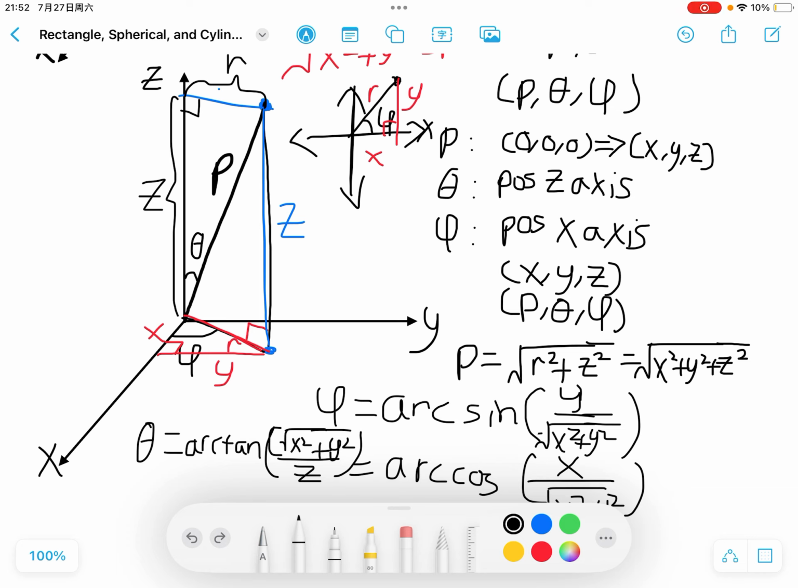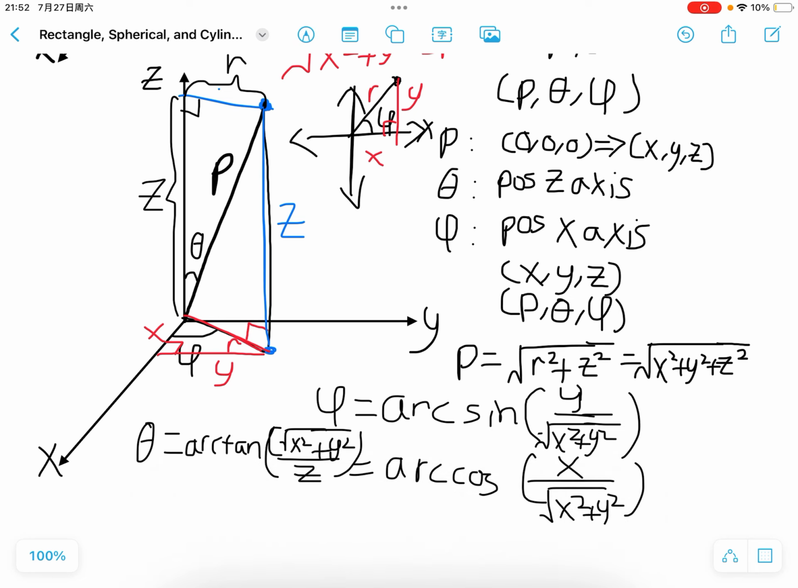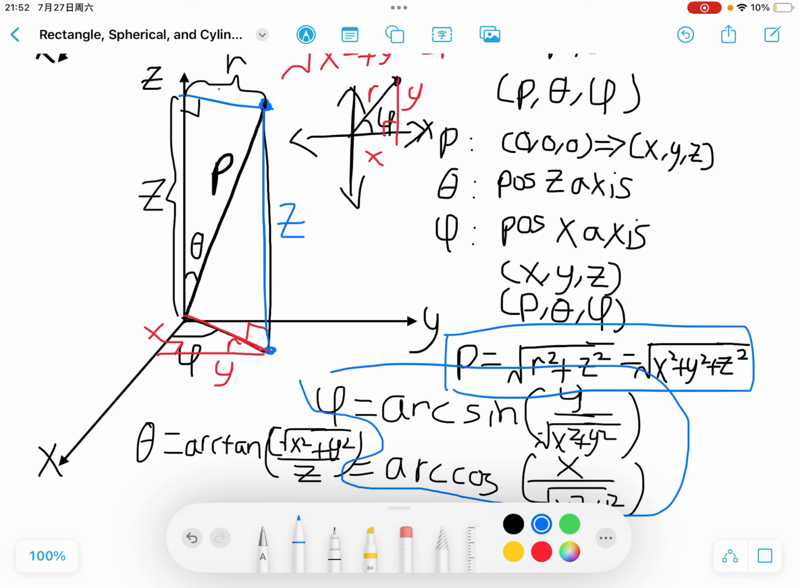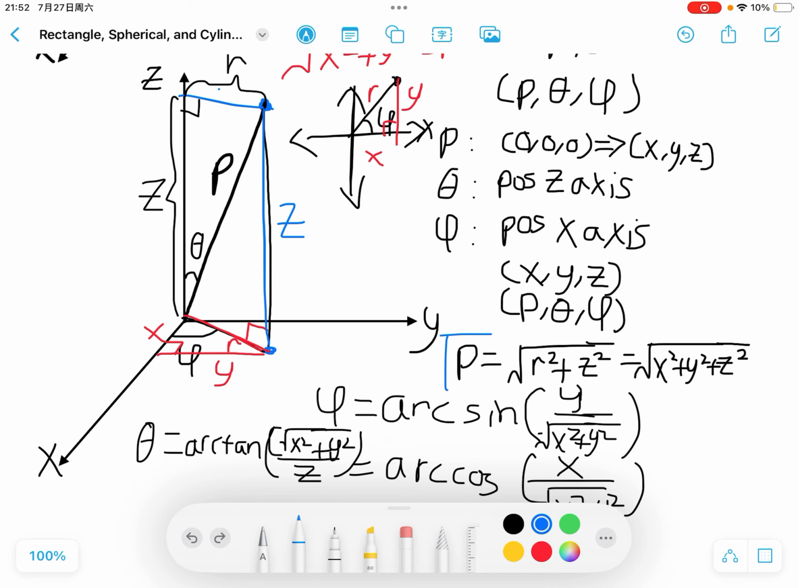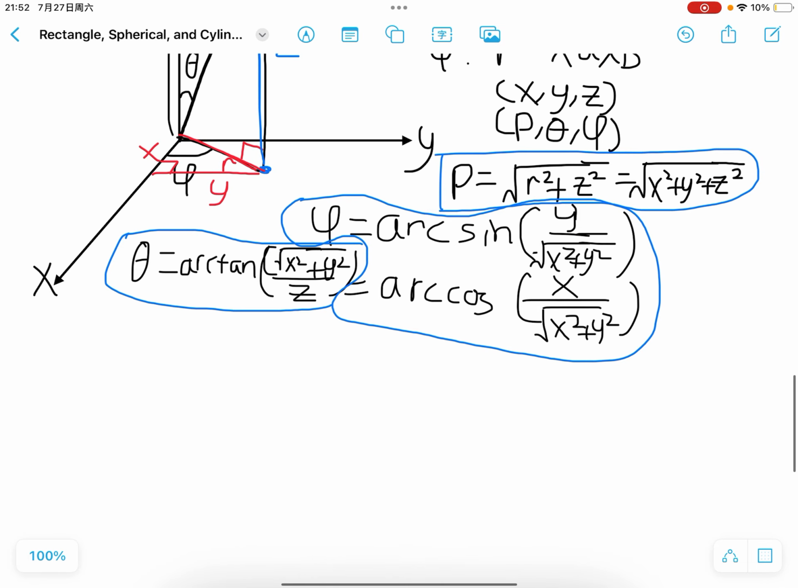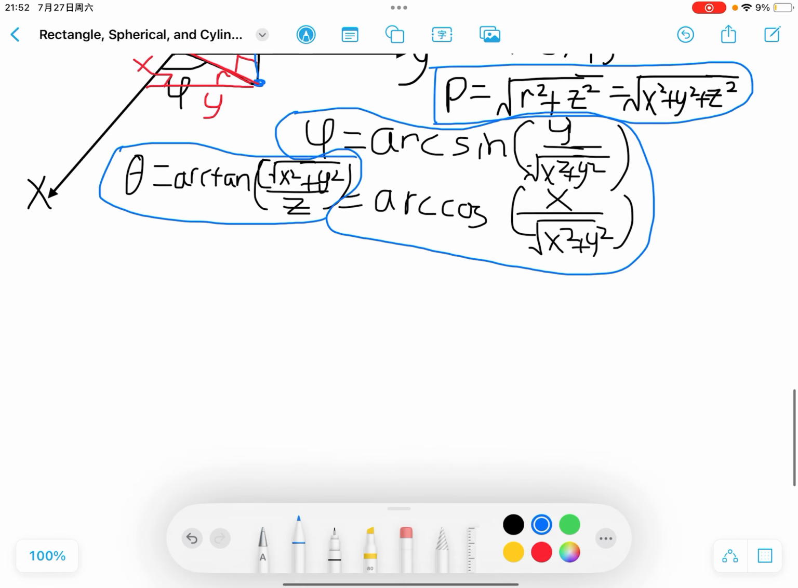So that's our three formulas, and the reason theta is arctangent root x squared plus y squared over z is because we know that tangent theta is r over z, and r is equal to the square root of x squared plus y squared. So arctangent of this value is just angle theta if you plug that in the calculator. So these are our three separate formulas, and now let's try to convert a simple rectangular coordinate.